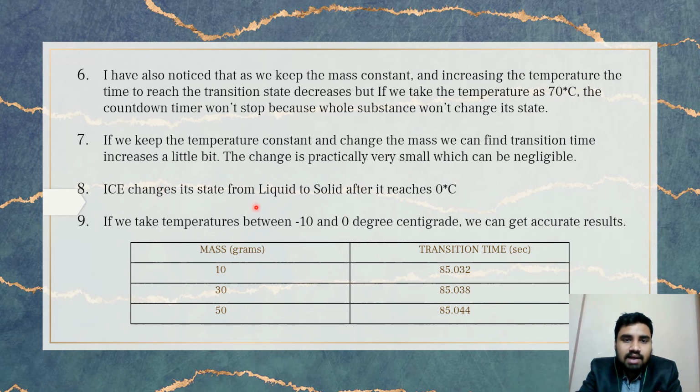Ice changes its state from liquid to solid after it reaches 0 degrees. If we keep the temperature between minus 10 and 0 degrees centigrade, we can get accurate results. By seeing the below table, we can guess that there is no such big increase in the transition time as we increase the mass of the substance.